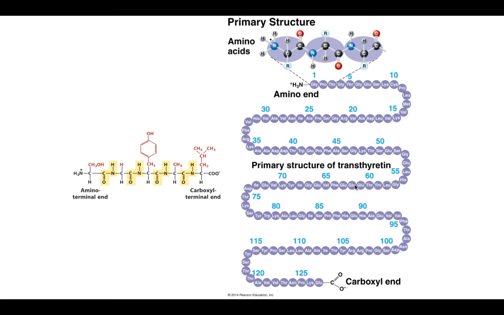So in this image here, looking at all the amino acids that are connected to one another in this chain, seeing the specific sequence of amino acids within this chain, we are looking then at the primary structure. Okay, and this protein happens to be transthyretin. Right, we know something about the primary structure.